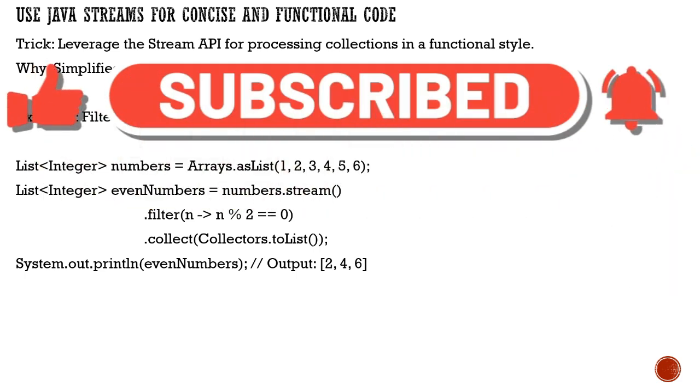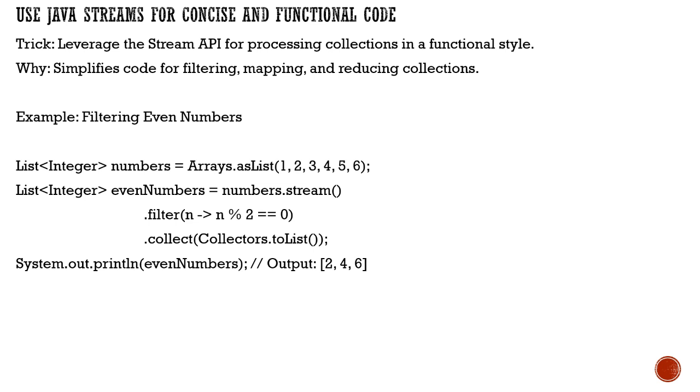Let's take an example: filtering even numbers. Here we are provided an ArrayList which has the numbers 1 2 3 4 5 6. We want only those numbers that are even to be filtered. The filter uses predicate logic, so it gathers everything satisfying the condition and creates a stream. In the next statement, it is collecting into a list, and ultimately we are printing the even numbers.